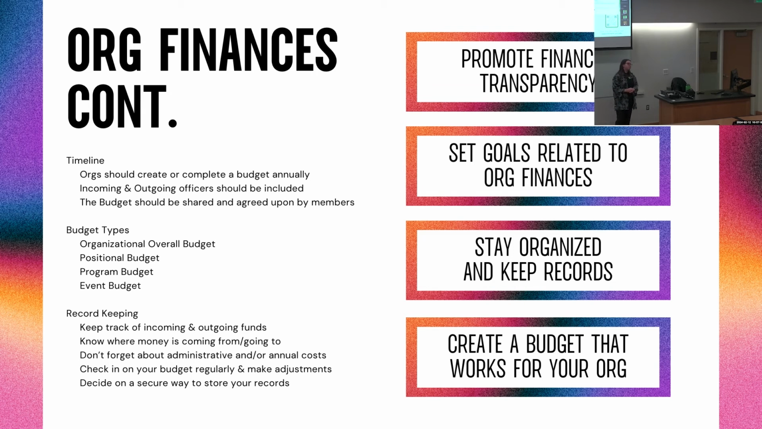If the record keeping changes every single time the officer changes, then there's the possibility of losing out on valuable information from year to year. And in general, as the advisor, you should help the organization by encouraging them to promote financial transparency, setting goals related to organizational finances, helping them stay organized and keep records, as well as creating a budget that works for them.